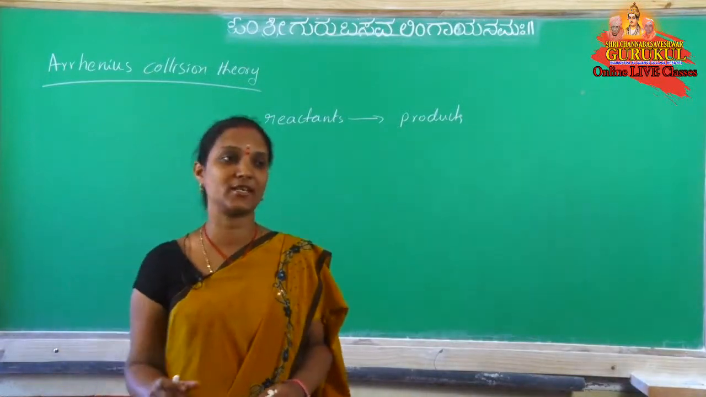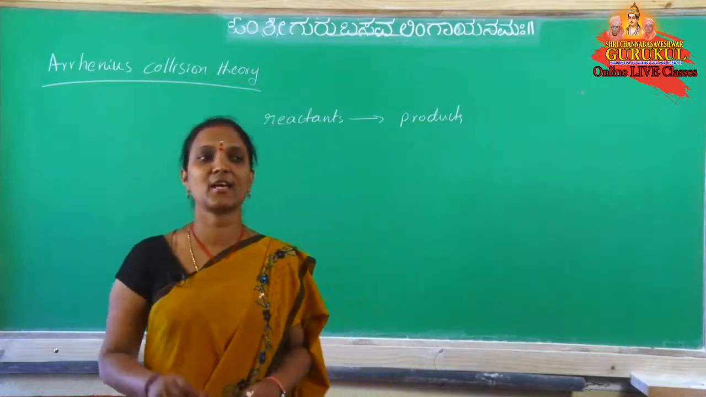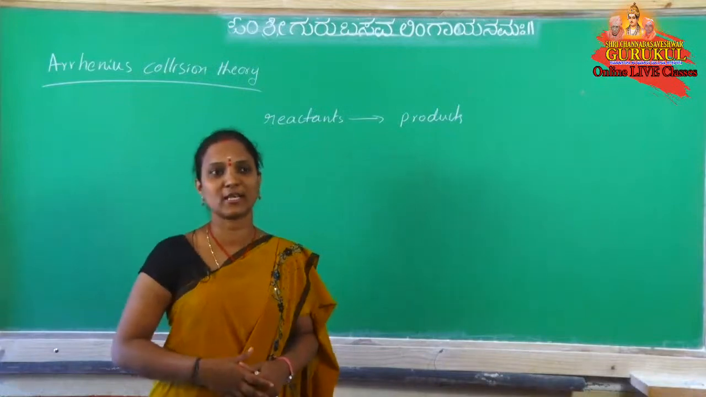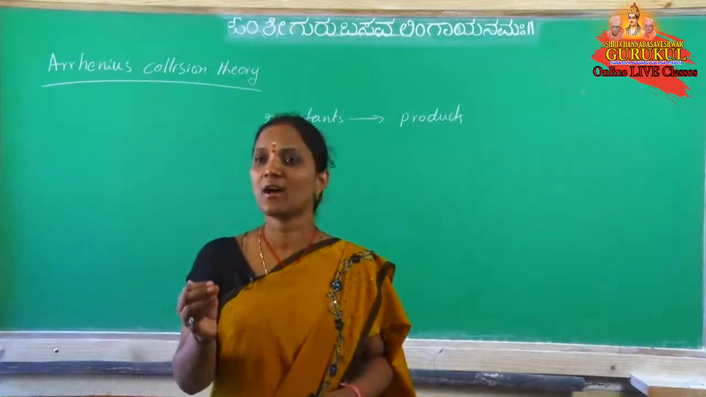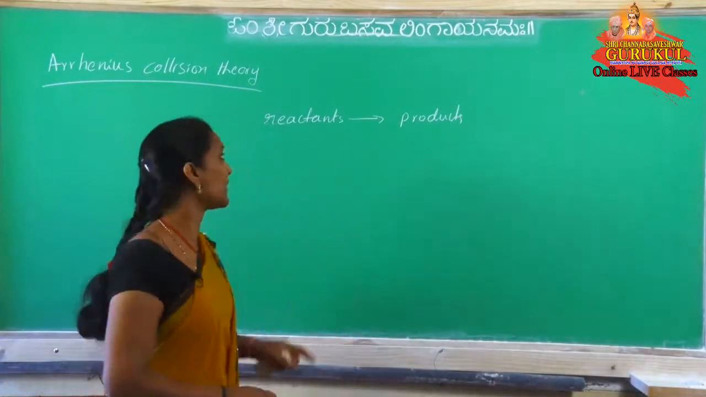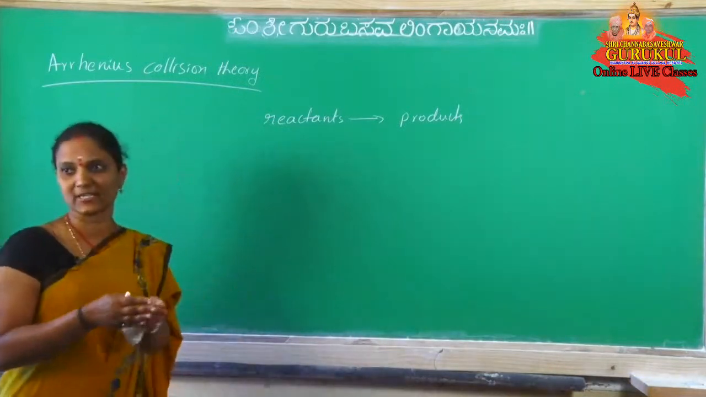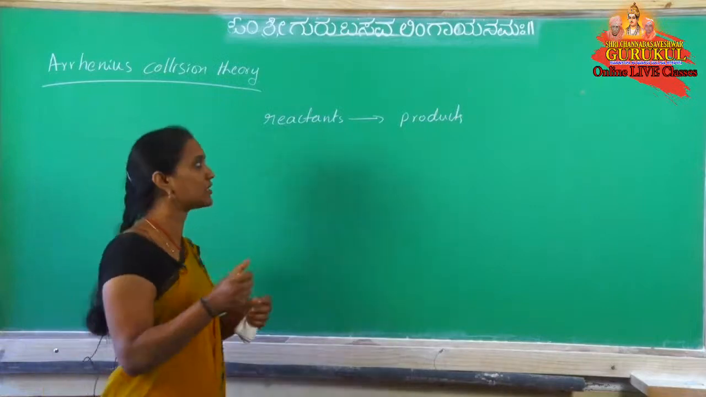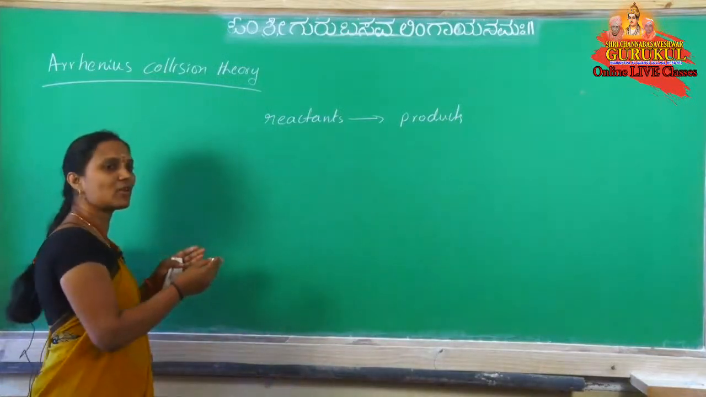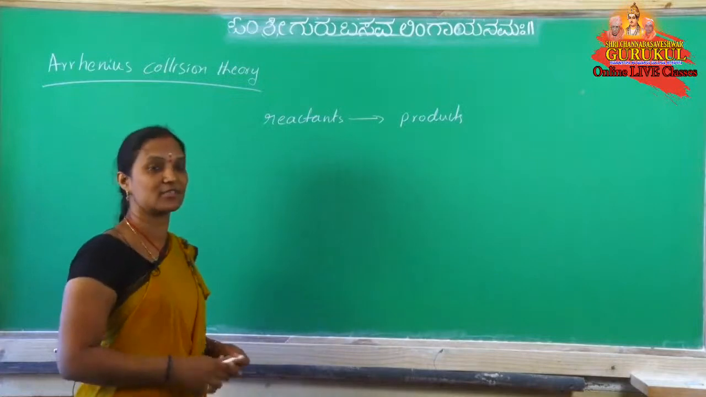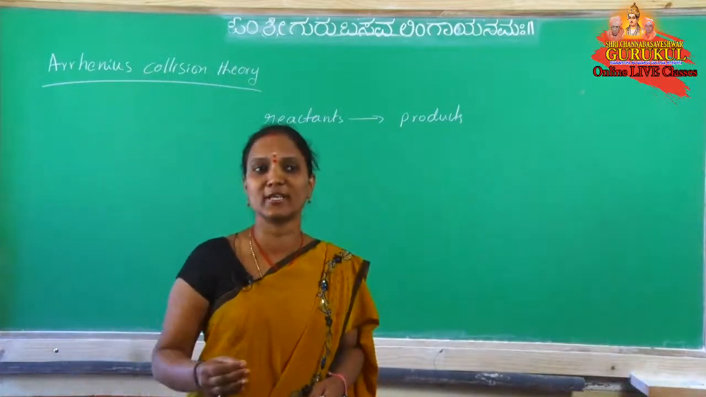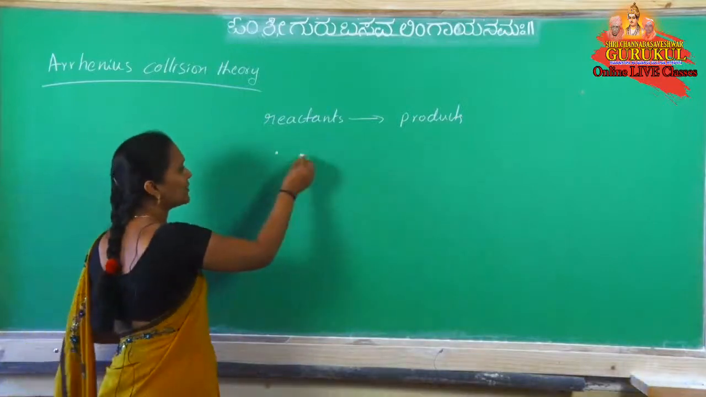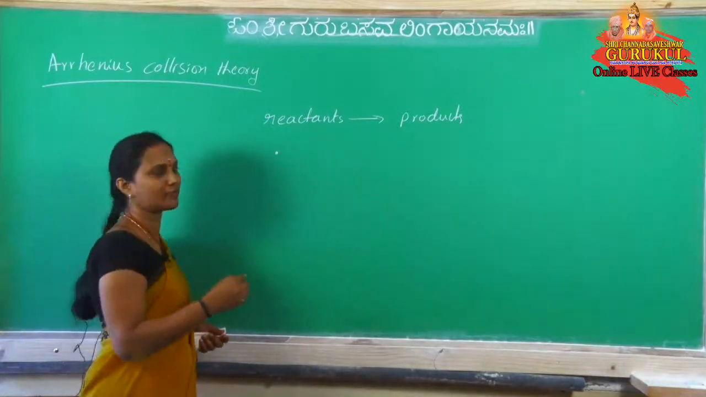According to this theory, all the reactants are considered as hard spheres. There is one drawback in this Arrhenius collision theory: structure is not considered, they are just considered as hard particles. These reactant molecules collide with each other, and because of these collisions, reactants change to products. This is based on the kinetic molecular theory of gases only.